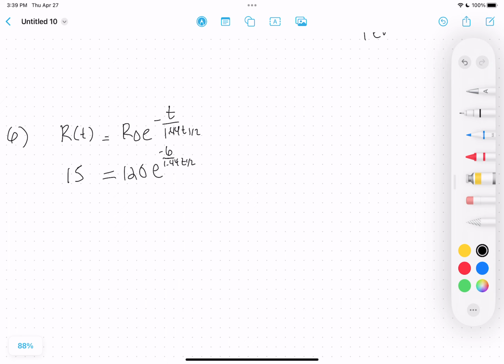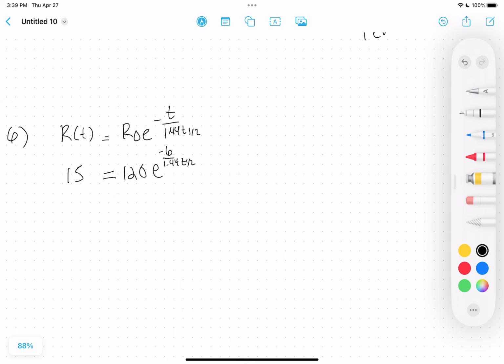Now, we started off at 120 for our initial, and for our final, we ended up at 15 decays per second. Essentially, we're just trying to figure out what this T1/2 is, because we know the total time elapsed, we went from 120 to 15 in 6 days. So we just have this negative 6 up top here, and we're just solving for T1/2. That's all we're solving for. So you can divide over the 120.